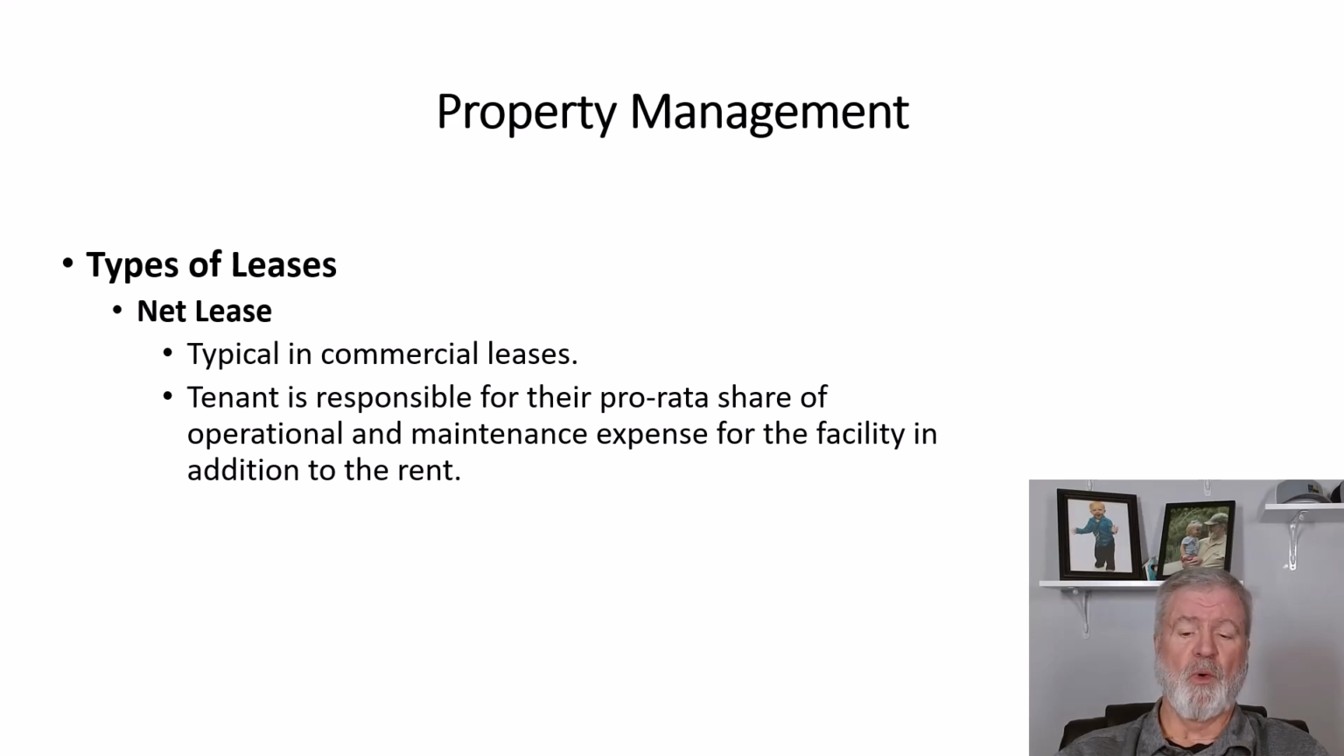Because basically with the net lease, the tenants will also, in addition to whatever the monthly rent is, have to pay some pro rata share of what the operational and maintenance expenses are for that facility. Again, that's all paid in addition on top of whatever the monthly rent would be. So what are we talking about? Operational and maintenance costs. It could be taxes, insurance. If they have security there, y'all got to pay for that. Maintenance.